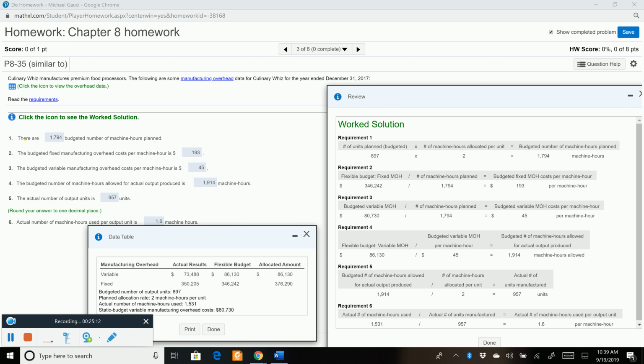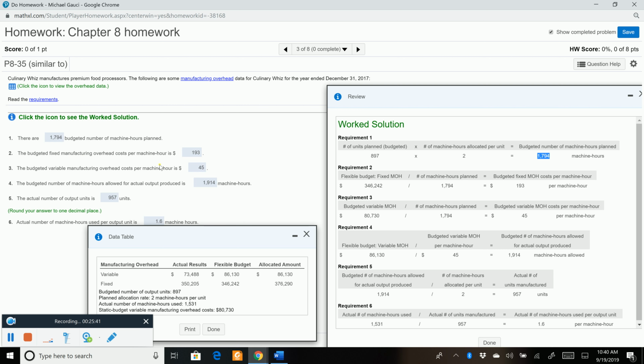All right, number 1, how many budgeted machine hours were planned? Well, what were the budgeted number of units? 897, and for each unit we're budgeting for 2 machine hours, 897 times 2. So our original budget is for 1,794 machine hours.